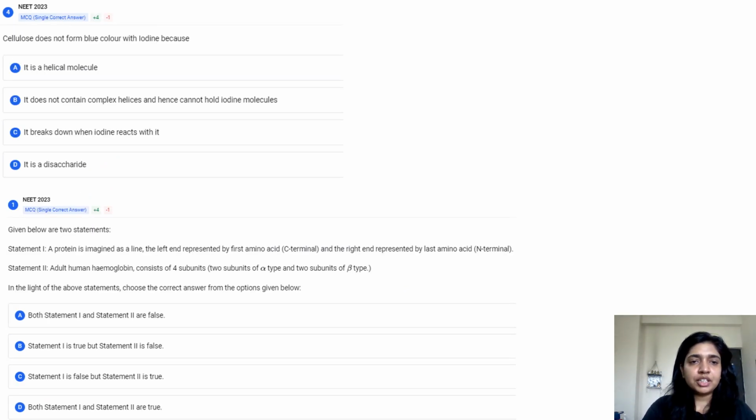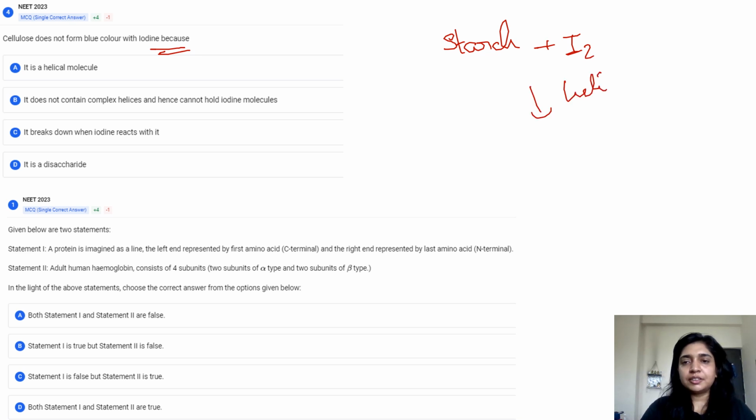Cellulose does not form blue color with iodine because, so over here, leave cellulose. First, let's start with starch. So starch gives you that blue color with iodine because it has helical structure, and in the helical structure the iodine gets captured in the pockets and forms a blue coloration. Cellulose does not have this helical structure, so it does not contain the complex helices and hence cannot hold iodine molecules.